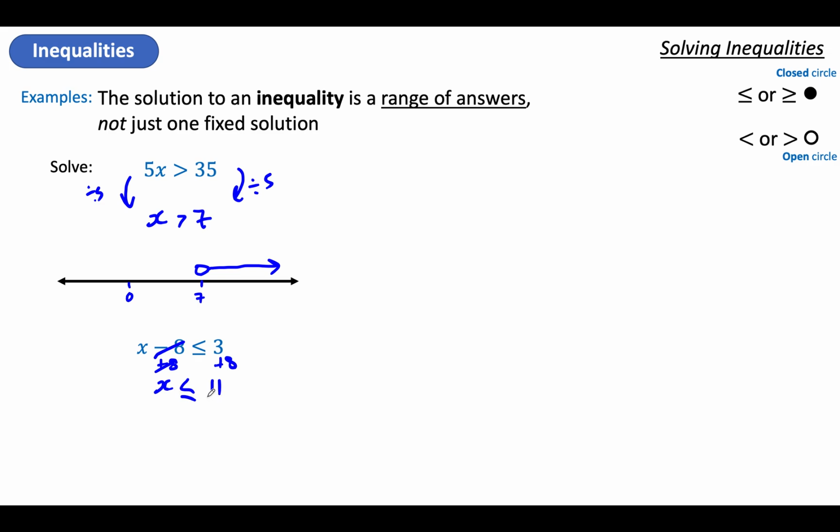So again, I don't have a single answer here. I have a whole range of answers. Let's put 11 on here somewhere on my blank number line, and let's put 0 as a reference. Now it's less than or equal to 11. Remember, less than or equal to or greater than or equal to, filled in circle. It includes that 11, and it's less than that, so we point to all the numbers that are less than that. There we go, less than or equal to 11.